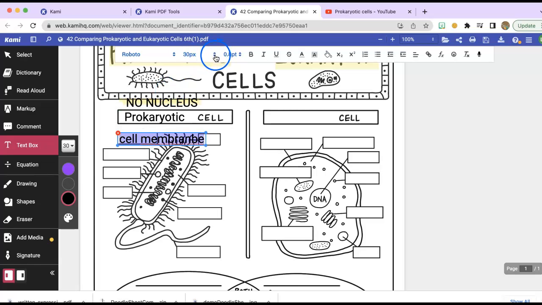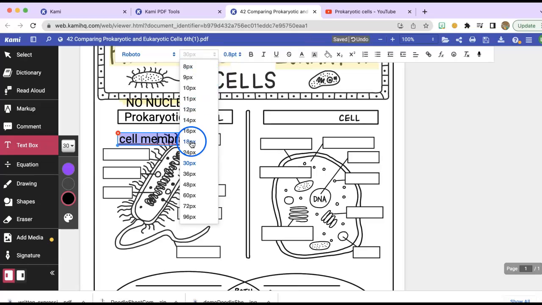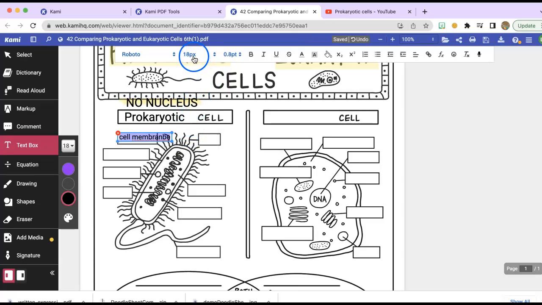I'm going to make my font smaller so it looks more presentable. You guys are going to do the same neat job and get this in here perfectly, just like I did. Help if I could spell it right though. There it is, cell membrane. Okay, it's cell membrane. It goes completely around the cell.